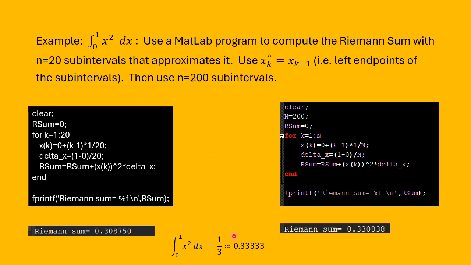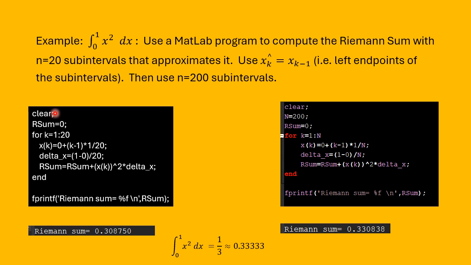Now, from Calculus 1, you hopefully already know that the integral from 0 to 1 of x squared dx, by the fundamental theorem of calculus, is going to be the antiderivative of this, which is 1/3 x cubed, evaluated at 0 and 1 and subtracted. When you do that, you'll get that this integral is equal to 1/3, which as a decimal number is about 0.33333. So let's see what happens in MATLAB.